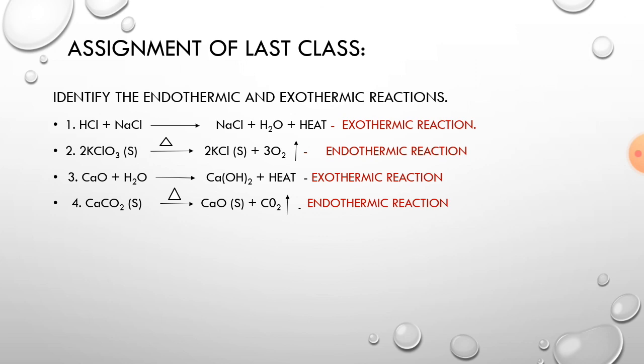Here in the first example, heat is written on the product side, so it is an exothermic reaction. In the second reaction, the symbol of heat is there, so it is an endothermic reaction. Again in the third reaction, heat is written on the product side, so it is exothermic. And the fourth one is again endothermic because the symbol is there. So this is everything about our last class.